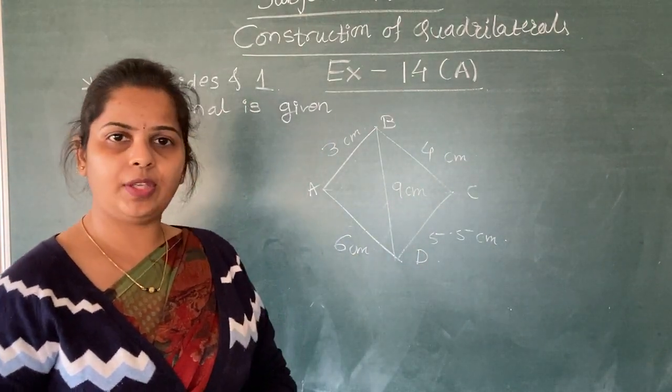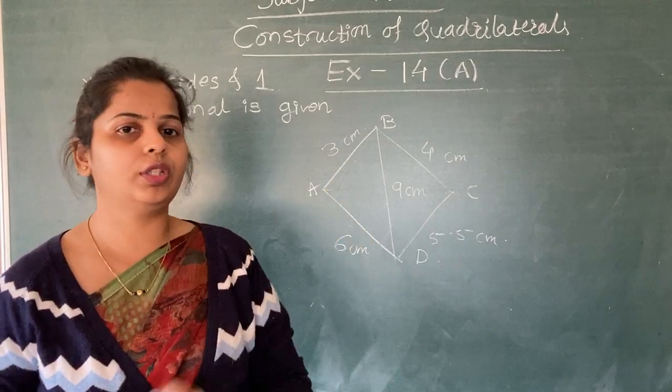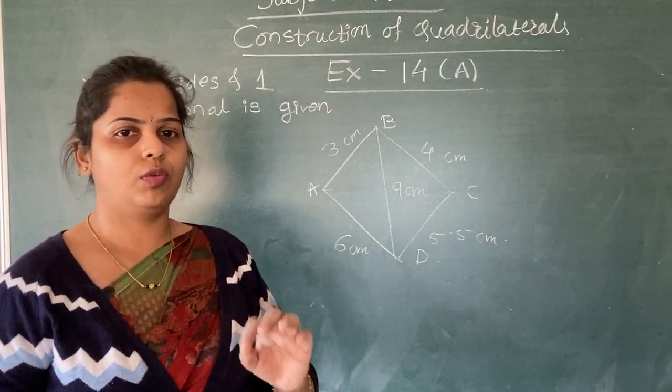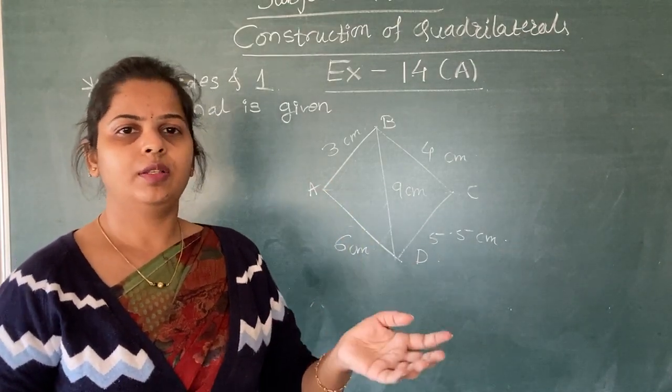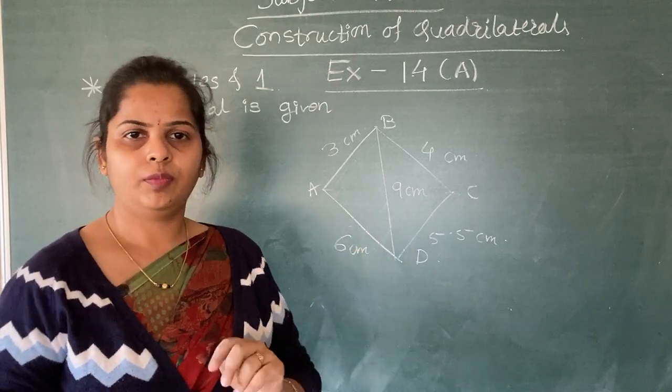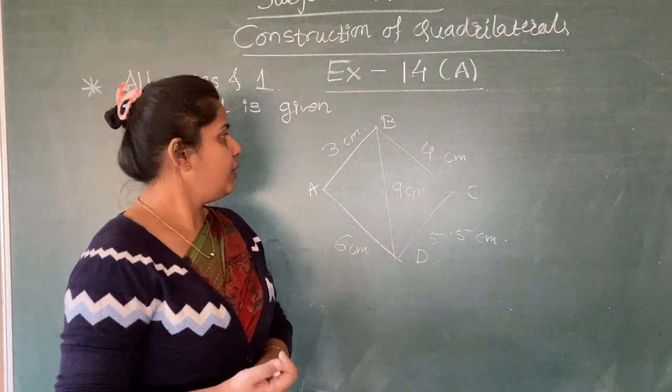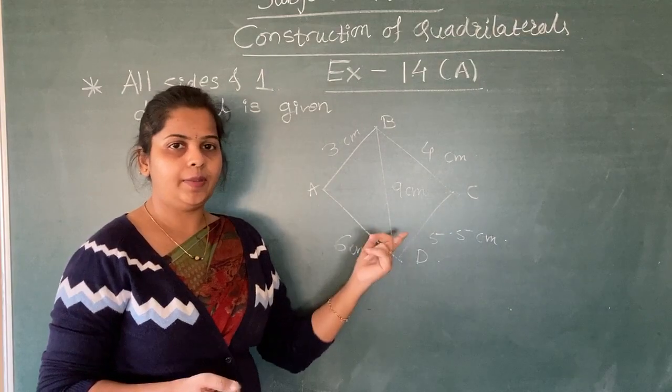This was the hint I have given. You have to check whether you can draw this quadrilateral. Yes or no, whatever. If no, give the reason. If yes, then draw it. That's it. Okay. So here we have finished exercise 14A.